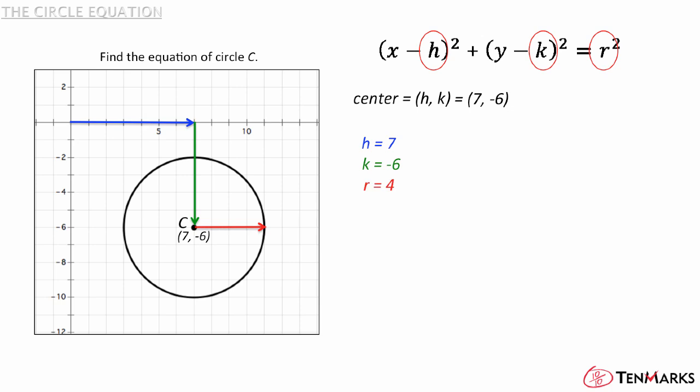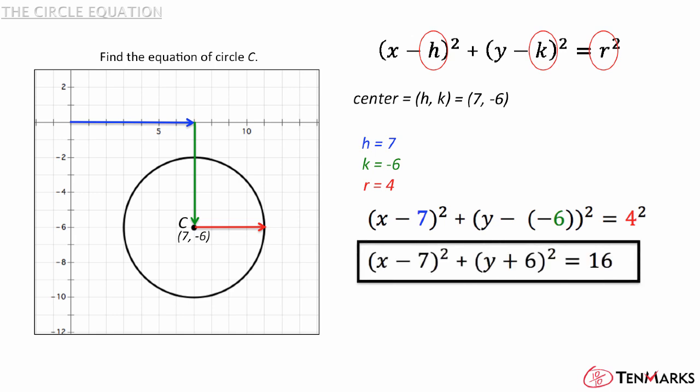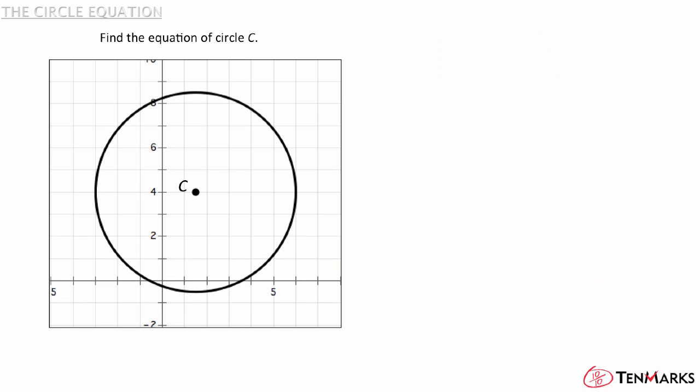Now substitute these values into the equation and simplify to get that a circle with center (7, -6) and radius 4 has the equation (x minus 7) squared plus (y plus 6) squared is equal to 16. Try one more problem. Find the equation of circle C.